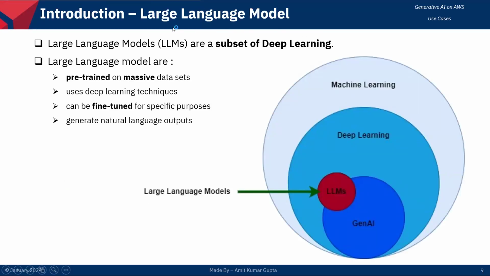So what is an LLM, a large language model, right? You can see here, this is machine learning, and deep learning is a subset of machine learning, and Gen AI is a subset of deep learning, and LLM, the large language model, is also a subset of deep learning. Large language models are pre-trained, as I told earlier, on massive data sets with thousands of parameters already trained in those models. And it uses deep learning techniques. And we can fine tune this LLM again as per a specific domain, right?